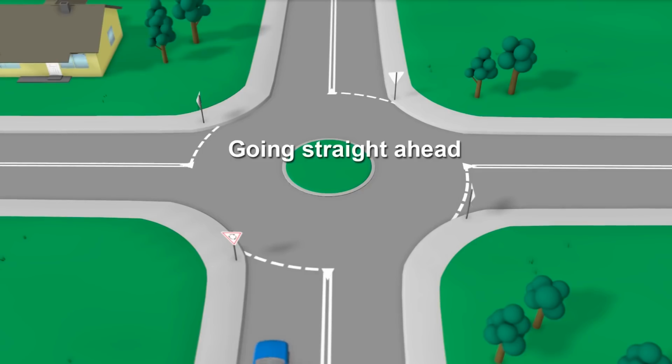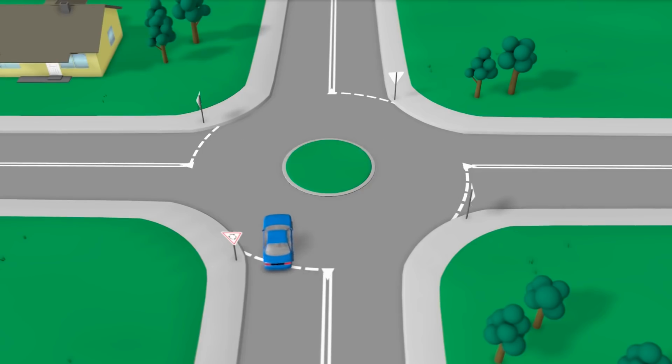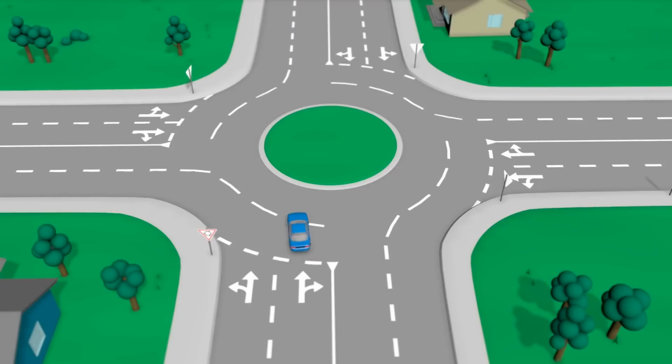Going straight ahead. You don't need to signal when approaching the roundabout if you are going straight ahead. You may approach the roundabout from either the left or right lane unless there are road markings with other instructions.